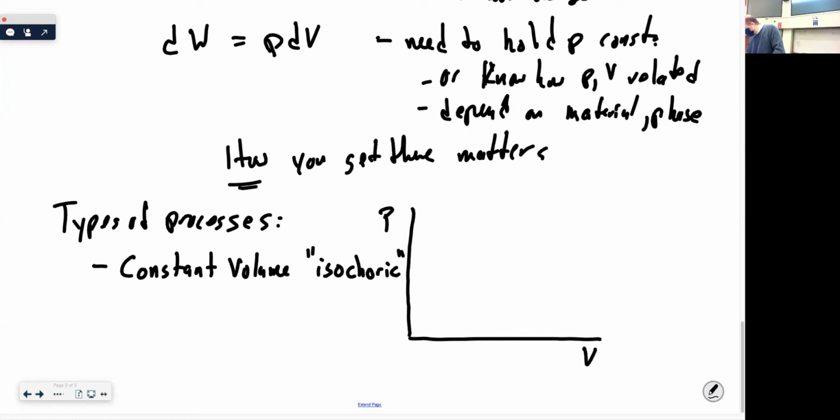So what is that going to look like on the PV diagram? Well, it's pretty simple. Any process that doesn't change the volume is going to be on this diagram a vertical line. It's either going to move up or down. That's an isochoric transition, either moving up or down in the PV diagram. We can say some things about this.